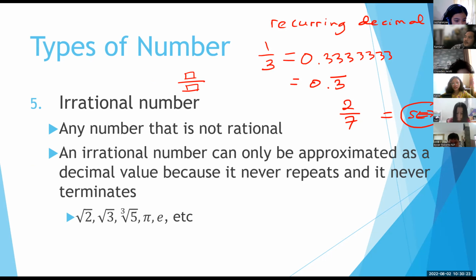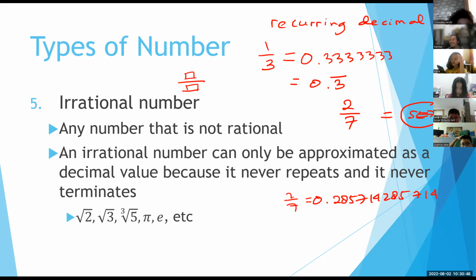Wait, let me mirror my screen. 0.2... I see a pattern. You see a pattern, right? Okay, I'm going to write down 2/7. The digits repeat. Okay, guys, you're being too excited. The pattern is 285. Okay, you can see, right?